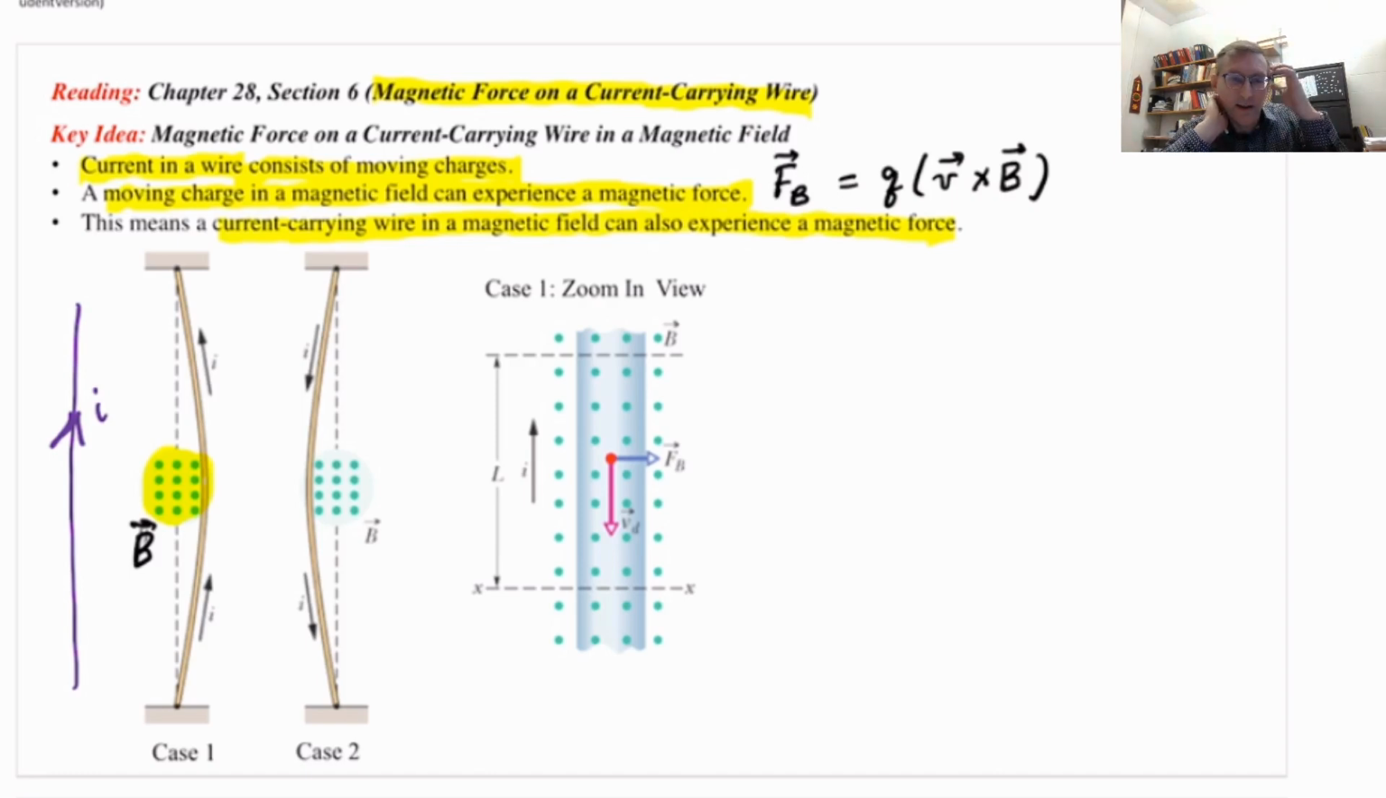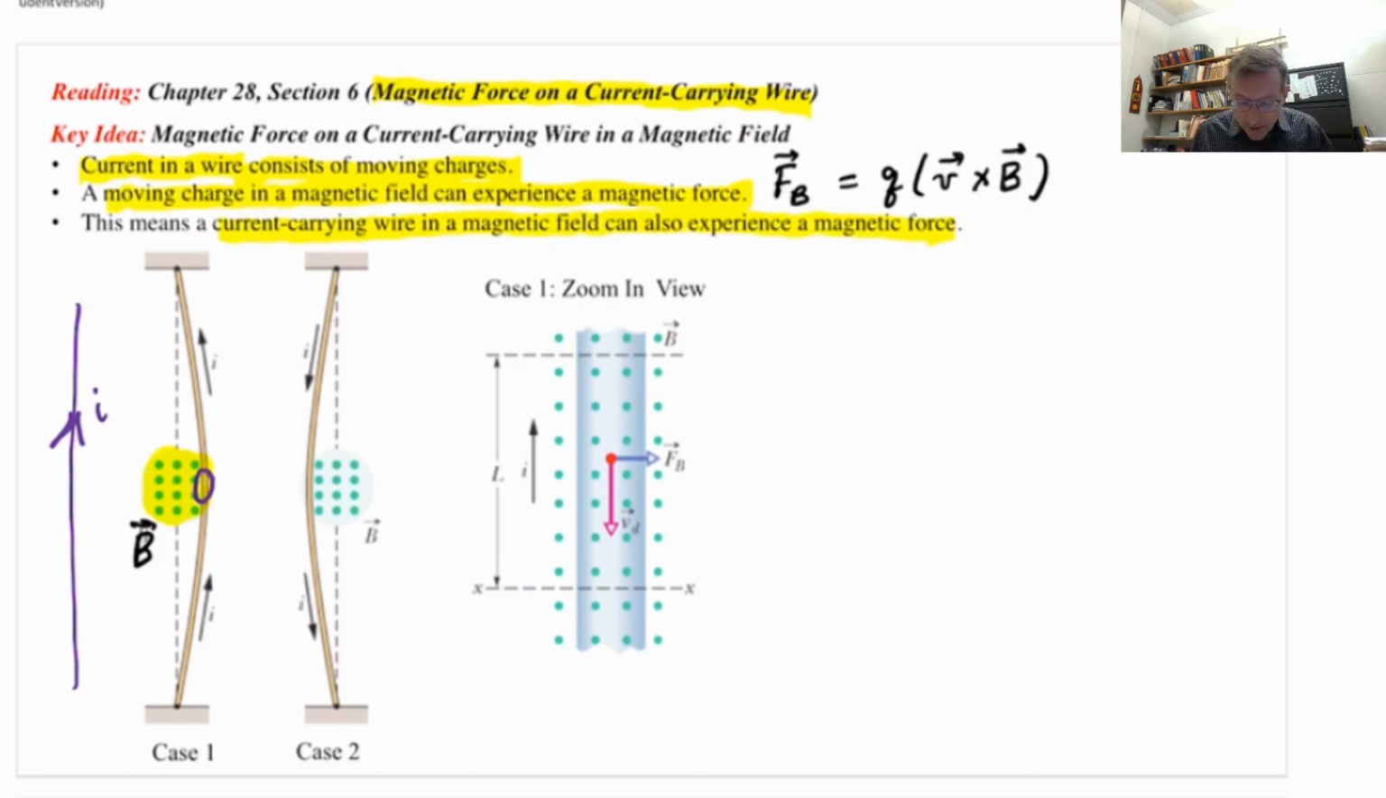So the first thing we realize is that the direction of this magnetic force on this current carrying wire depends upon which way the current is going. And that shouldn't seem too surprising because current is moving charge, and the magnetic force on a moving charge depends upon which way the charge is moving. So let's take case 1 and do a zoom in view of a part of the wire that's roughly right about like in there. Okay? And that's what this picture here is on the right.